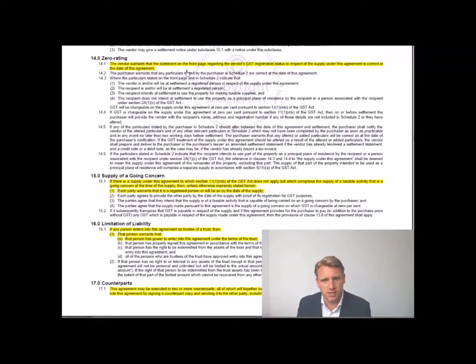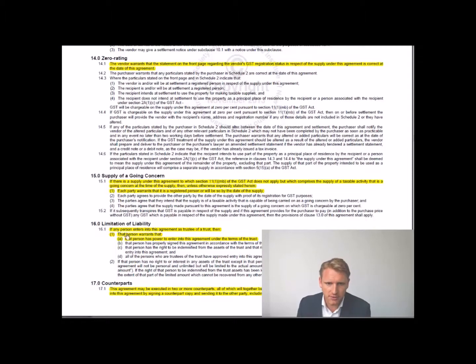So the vendor warrants the statements on the front page regarding the vendor's GST registration status in respect of the supply under the agreement are correct. So basically, if there's a commercial aspect to when you're purchasing an apartment, if it's in a hotel pool or something like that, what they've said is correct. Supply of a going concern again applies when you're purchasing an apartment that has a commercial use, generally in a hotel lease or something like that.